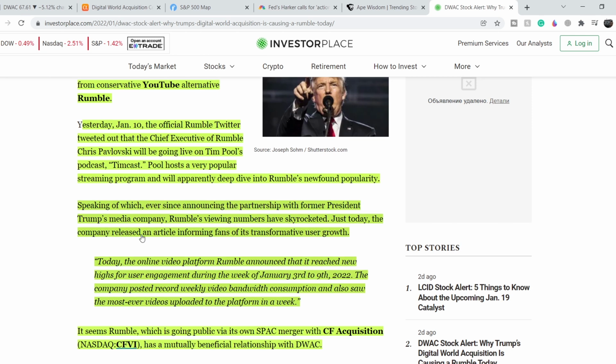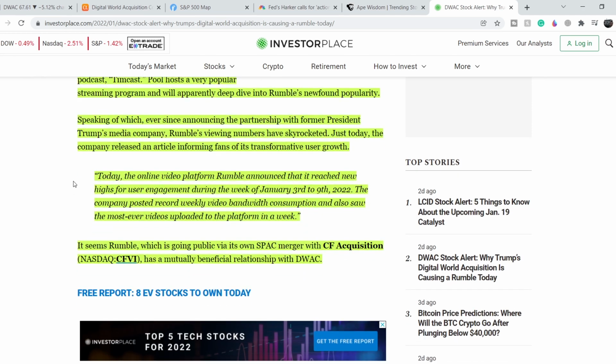Just today, the company released an article informing fans of its transformative user growth. And they said, today the online video platform Rumble announced that it reached new highs for user engagement during the week of January the 3rd to January the 9th, 2022. The company posted record weekly video bandwidth consumption and also saw the most ever videos uploaded to the platform in a week.